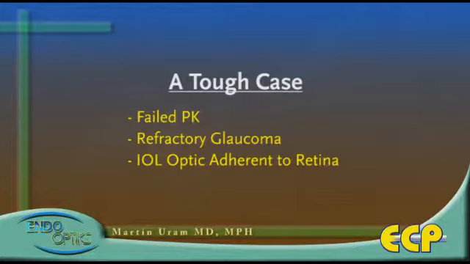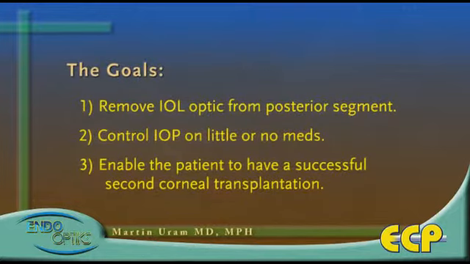In this interesting case, there are several problems. The patient has a failed corneal graft, refractory glaucoma that has failed tube implantation surgery, and also has a dislocated intraocular lens optic. The goal of this surgery is to retrieve the optic and then effect endoscopic cyclophotocoagulation so that once this patient has achieved a normal intraocular pressure, he may undergo revision of the corneal graft.